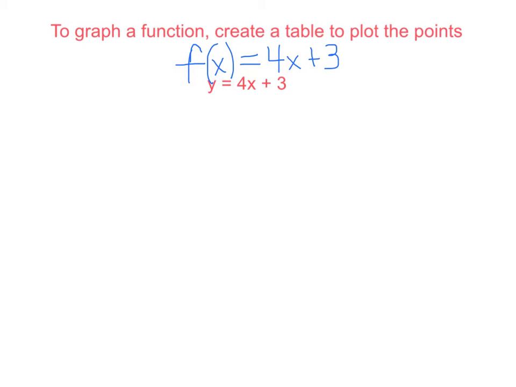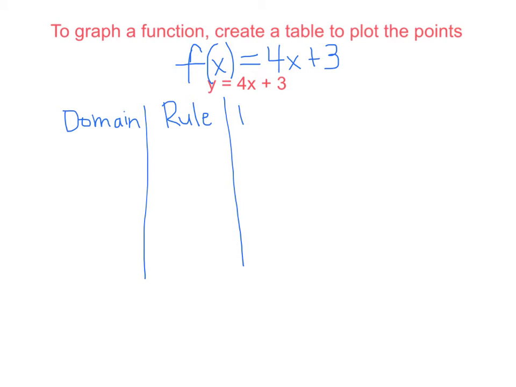Now our table is going to have 3 columns. It's going to be the domain, the rule, and the range. Now remember, domain is x, range is y. That's going to be very important here. So first off, domain is x. Another way we can say range is f of x. F of x is the same as y.